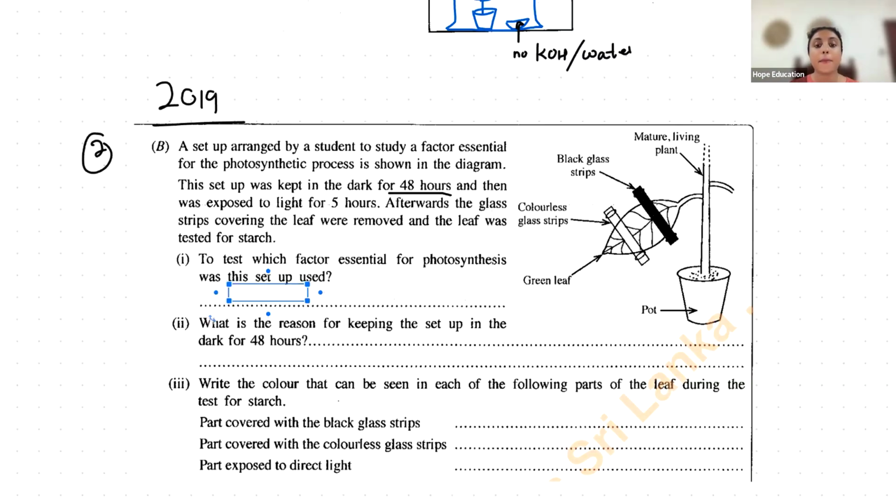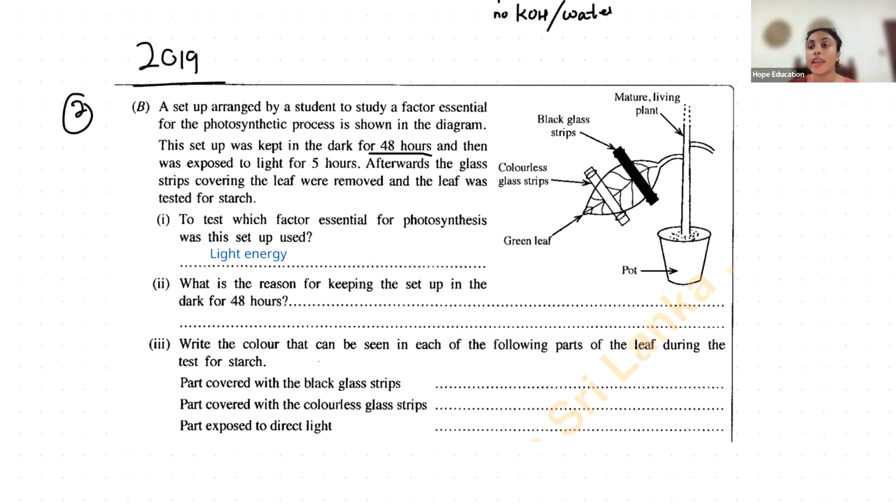What is the reason for keeping the setup in the dark for 48 hours? Why do we keep this in dark for 48 hours? Others? Starch stored in the plant. Others, what do you think? To remove the stored starch.